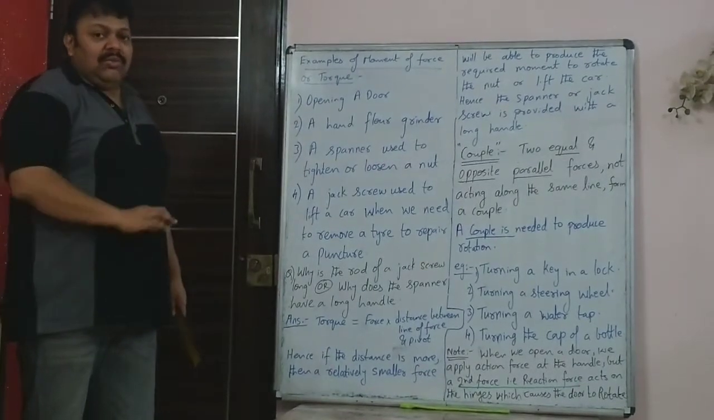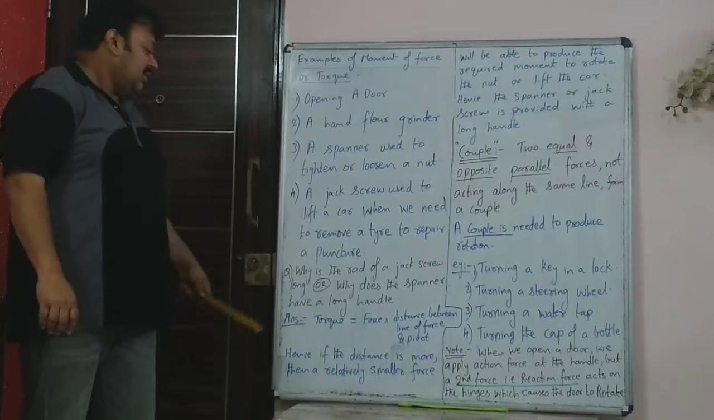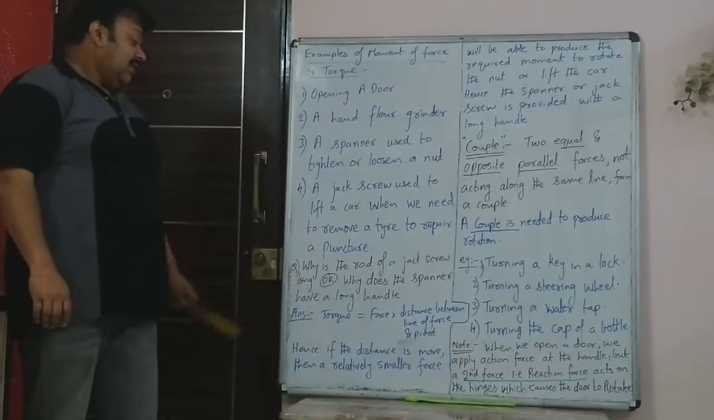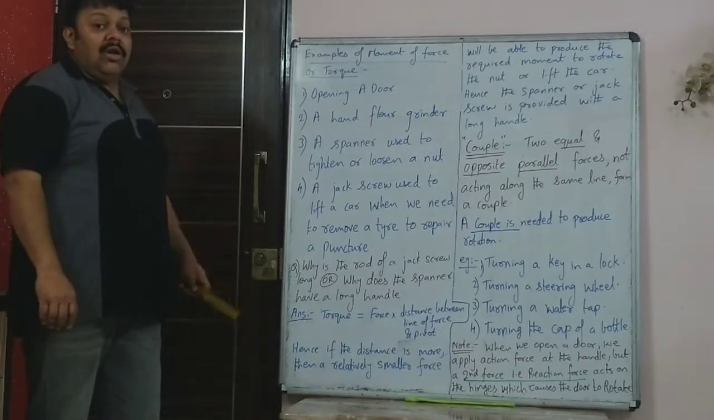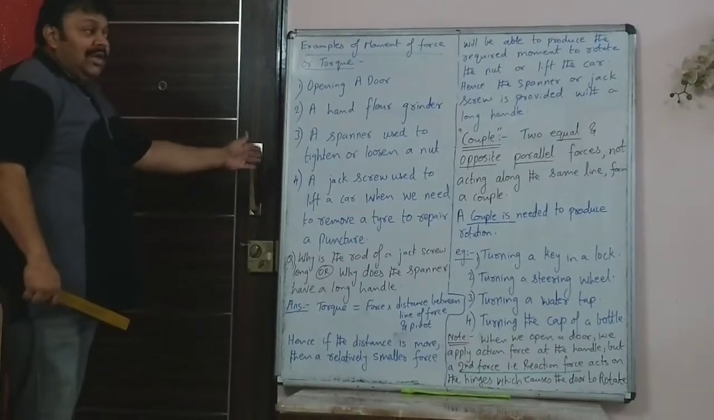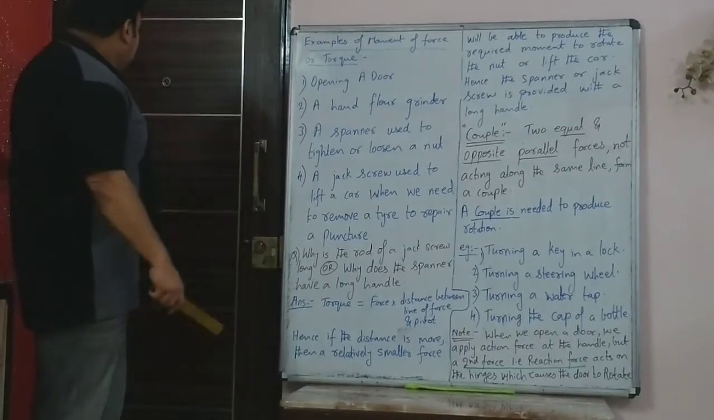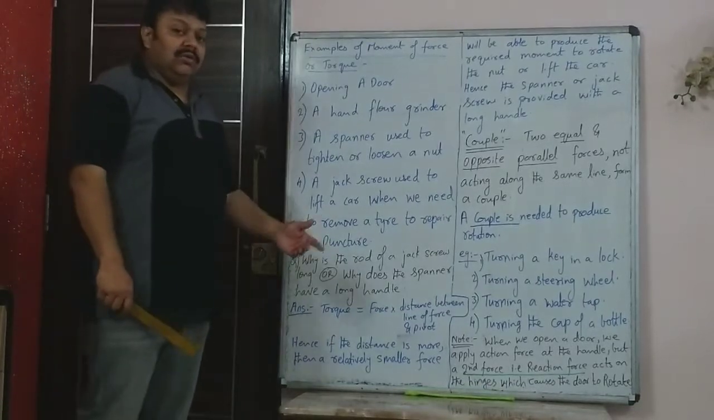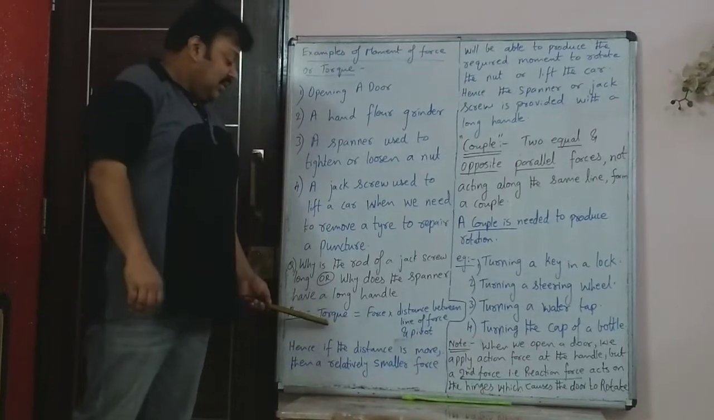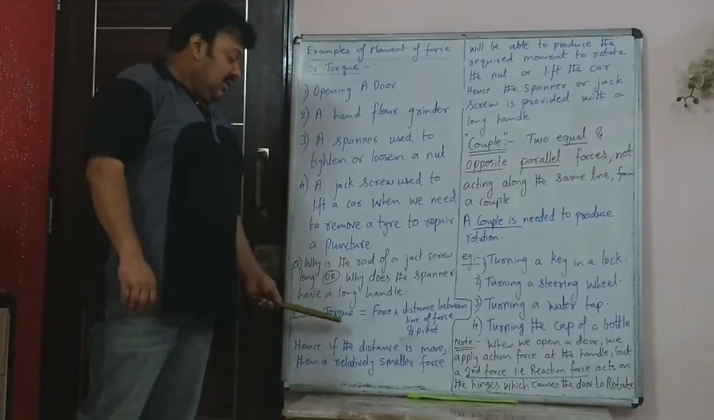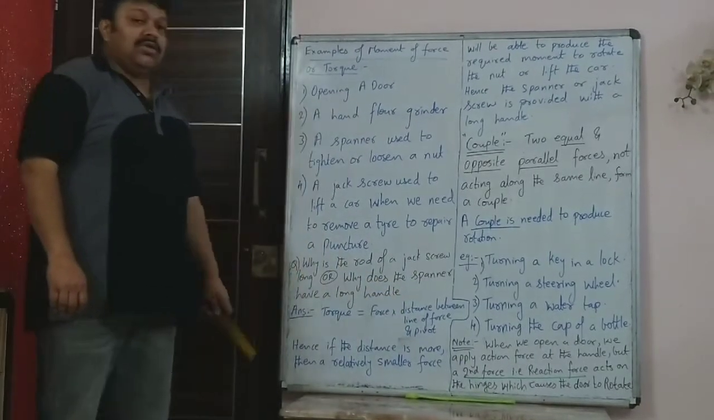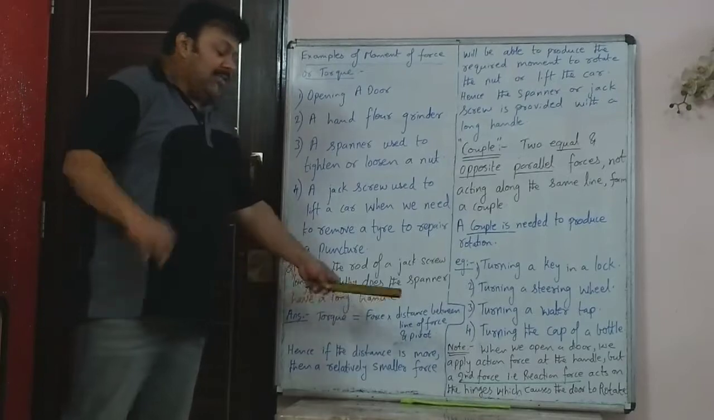There is one same question that can be asked in any of these examples: why is the rod of a screw jack long? Or why is the spanner provided with a long handle? Or why is the handle of the door kept at the far end of the door, at maximum distance away from the hinges? For all these, you have to write one same answer. First, you have to write the formula of torque and explain that torque is force into the perpendicular distance between the line of force and the pivot. So this formula has to be written.